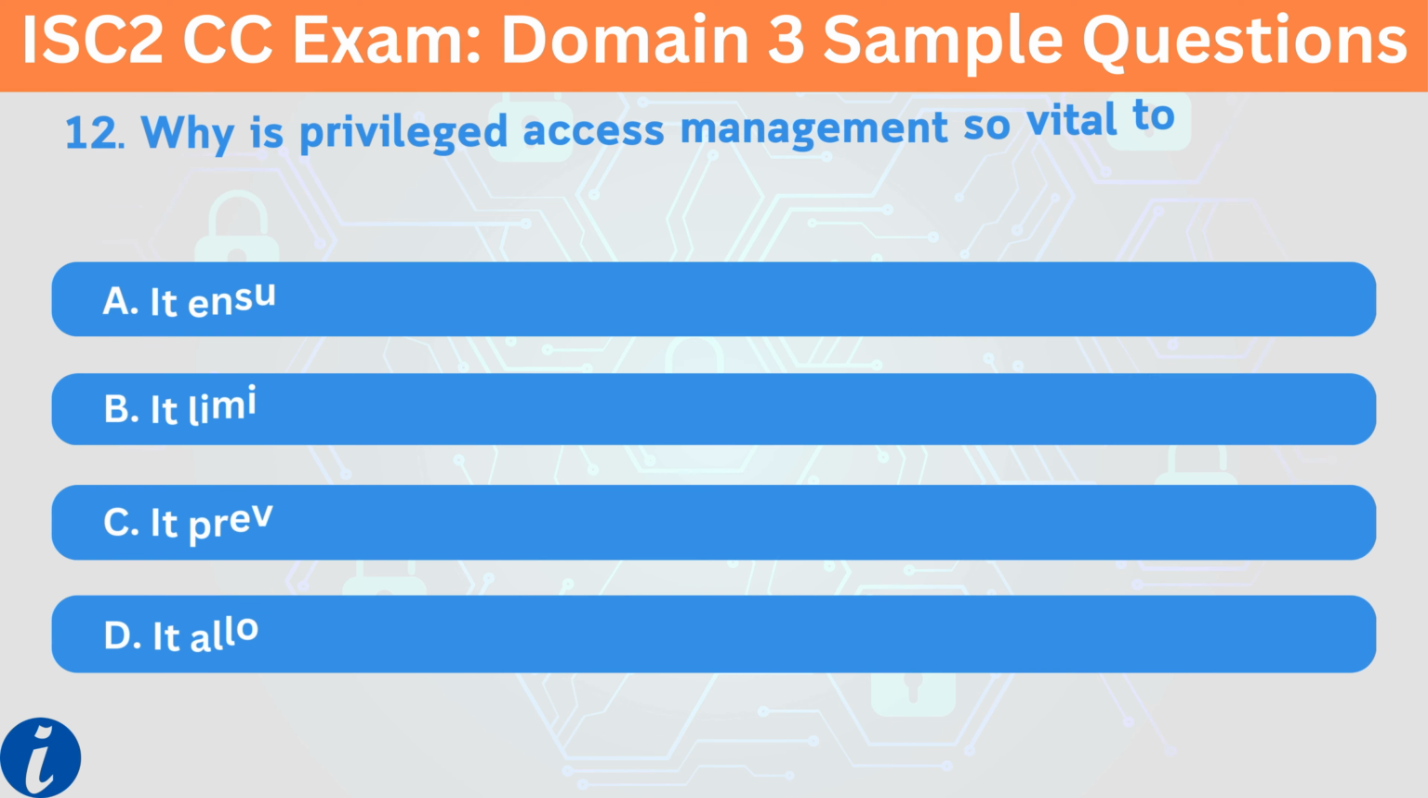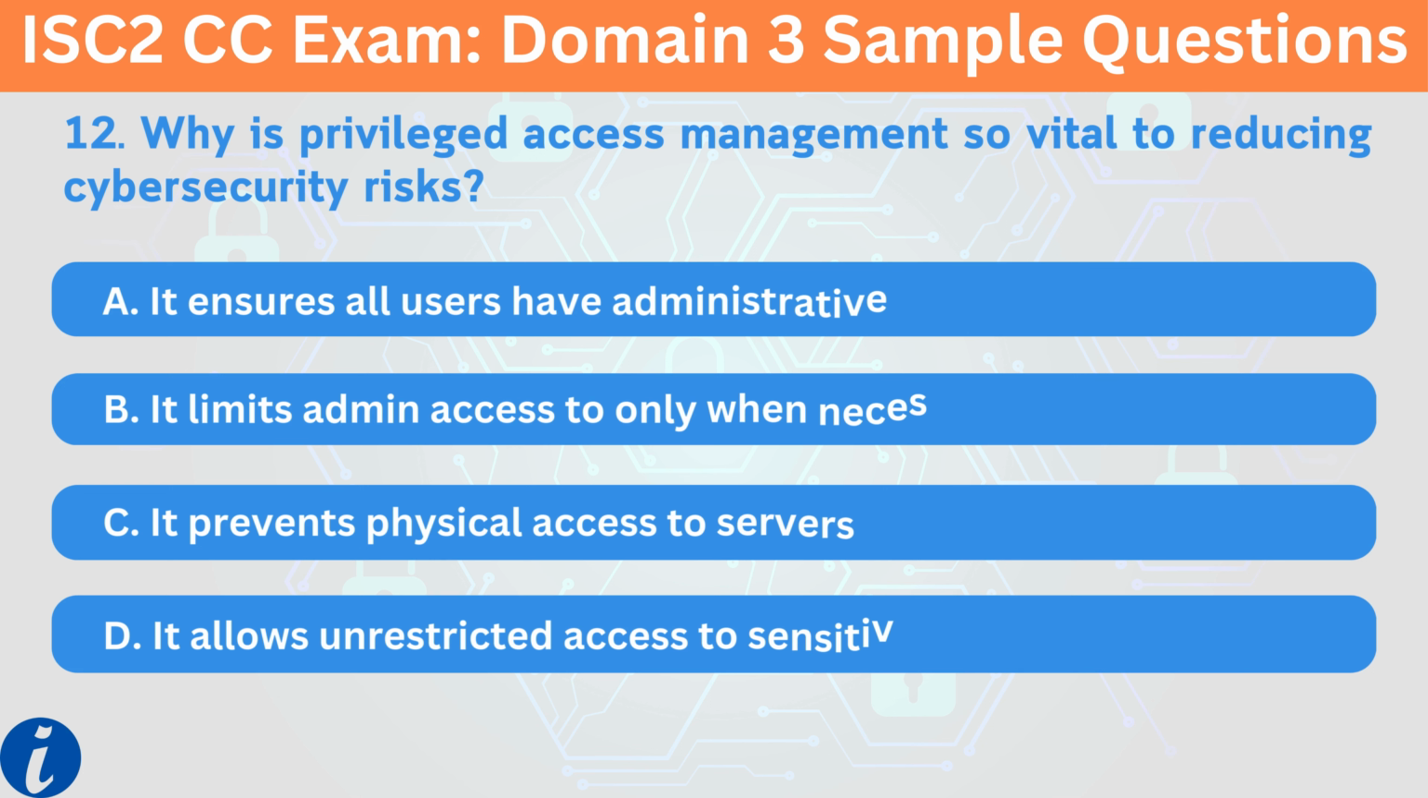systems. 12. Why is privileged access management so vital to reducing cybersecurity risks? A. It ensures all users have administrative privileges. B.